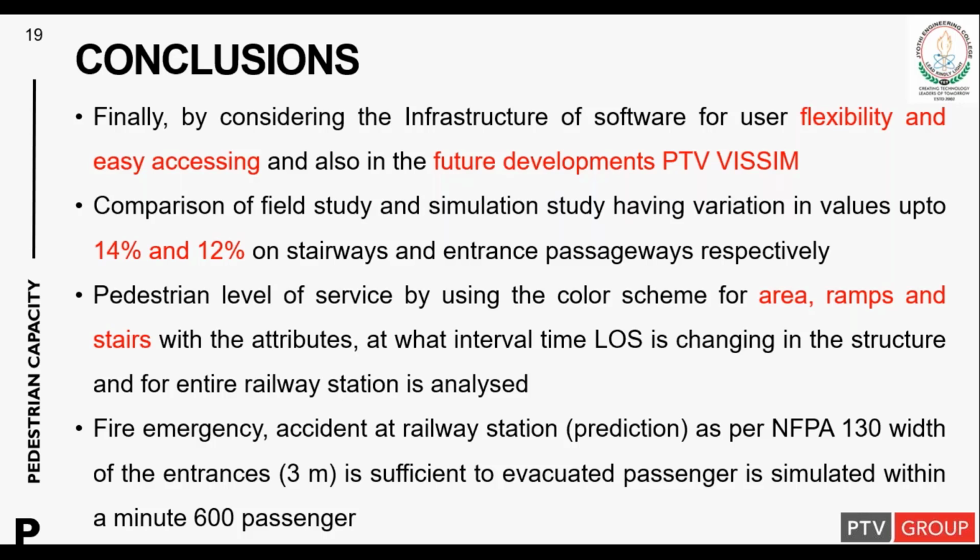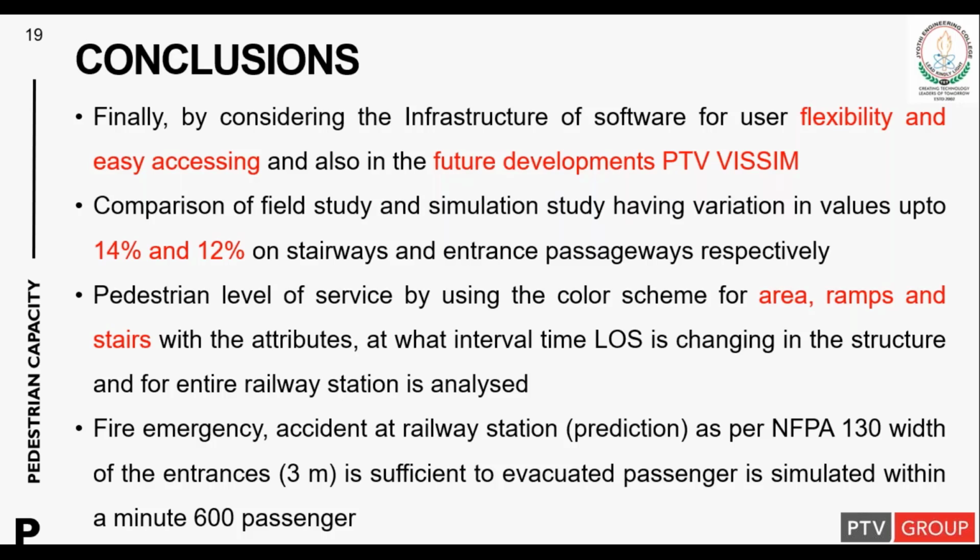The reason I'm getting this variation is that I'm using PTV Vissim. PTV Viswalk has more realistic pedestrian walking behavior. If I have a chance, I will go for PTV Viswalk, and the error can also be reduced. And then, based on the pedestrian level of service, by using the color scheme for the area, the ramp and the stairways with the attributes, at regular intervals of time the pedestrian level of service is changing, and the structures of the entire railway station can be analyzed easily.